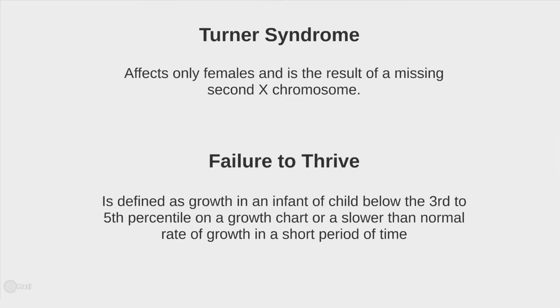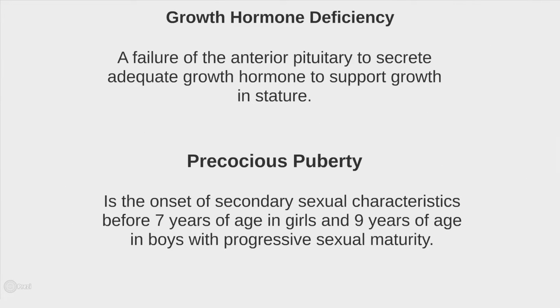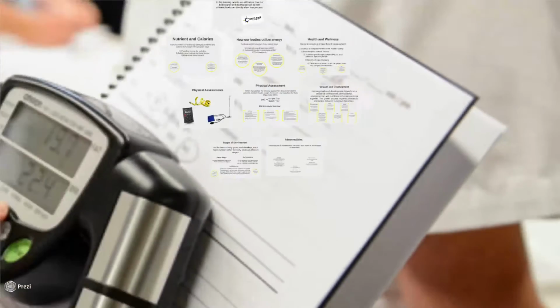Turner syndrome is a result of a missing second X chromosome, but it only affects females. Failure to thrive is growth in an infant or child below the 3rd to 5th percentiles on a growth chart, or a slower than normal rate of growth in a short period of time. Growth hormone deficiency is a failure of the anterior pituitary to secrete adequate growth hormones to support growth and stature. Precocious puberty is the onset of secondary sexual characteristics before 7 years of age in girls and 9 years of age in boys with progressive sexual maturity.